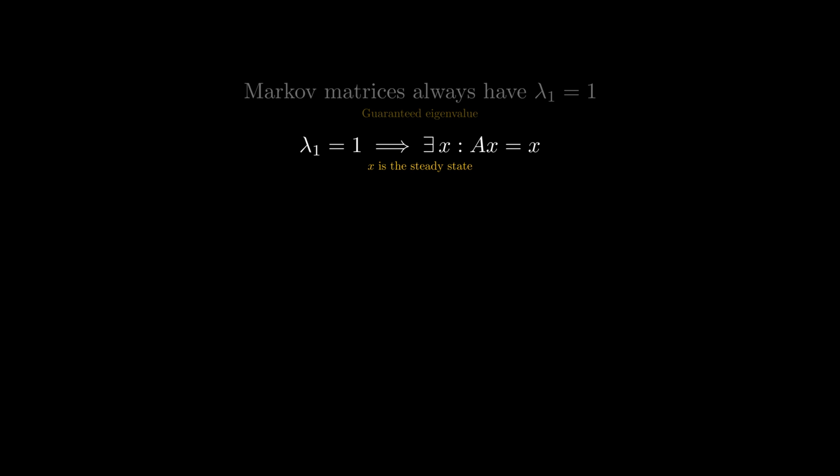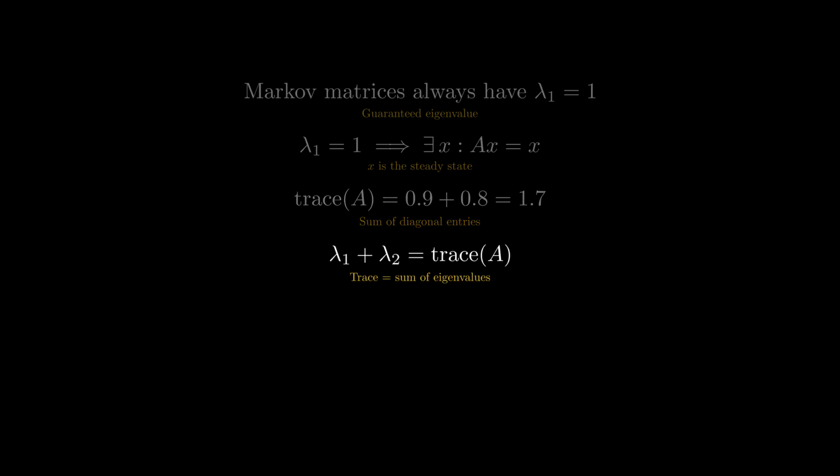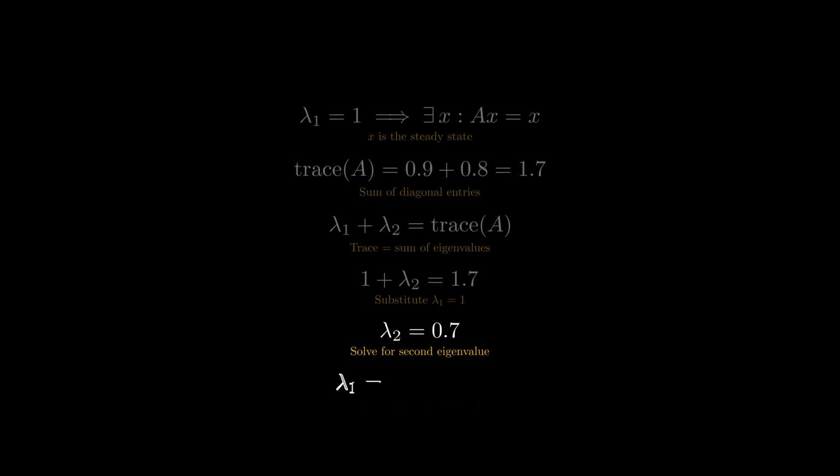To find the second eigenvalue, we use the trace. The trace of A is the sum of the diagonal entries. 0.9 plus 0.8 equals 1.7. But the trace also equals the sum of the eigenvalues. So lambda 1 plus lambda 2 equals 1.7. Since lambda 1 is 1, lambda 2 must be 0.7, two eigenvalues free of charge, 1 and 0.7.